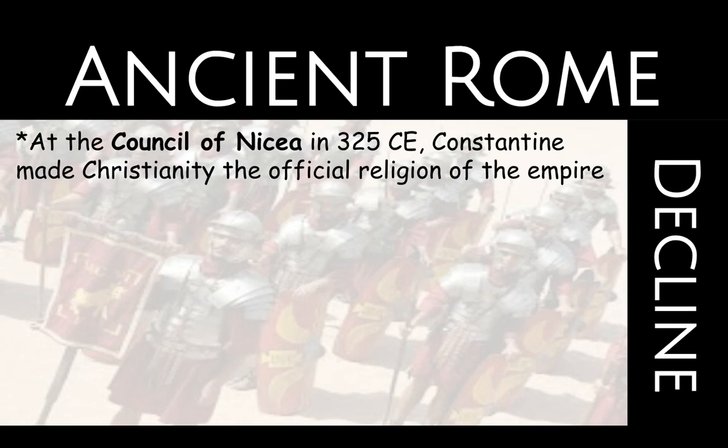Constantine had been fighting, and he claimed that during a battle, he saw the image of a cross in the sky. And he said to God, if you let me win this battle, I will become Christian and I will make sure that the empire is Christian. And he did win that battle, and he did become Christian, and he made Christianity the official religion of the Roman Empire, despite the fact that Christians had been persecuted in the empire for a long time.